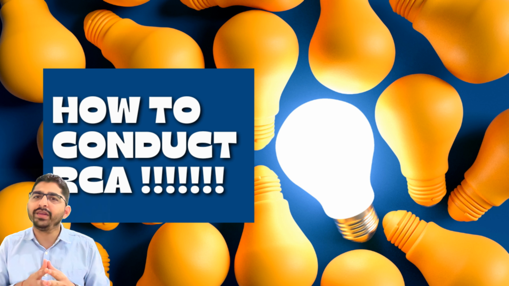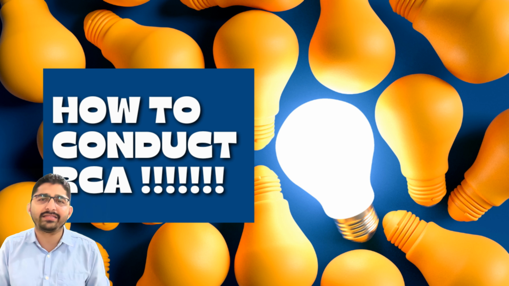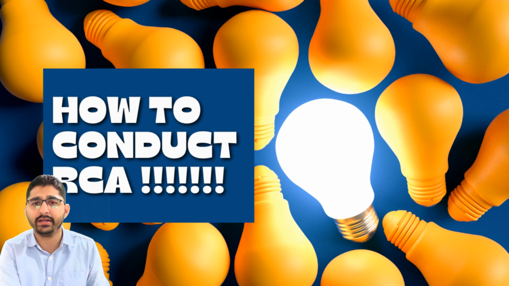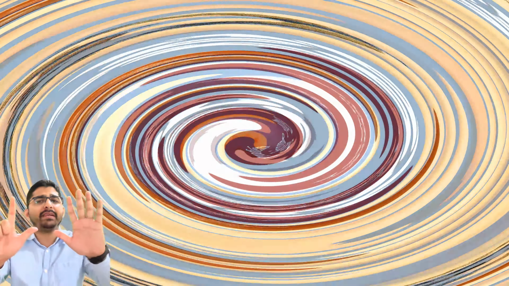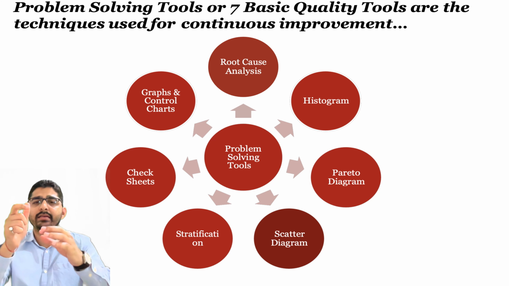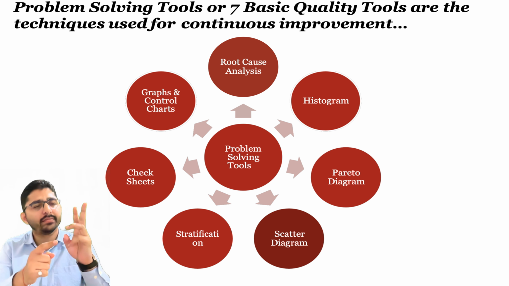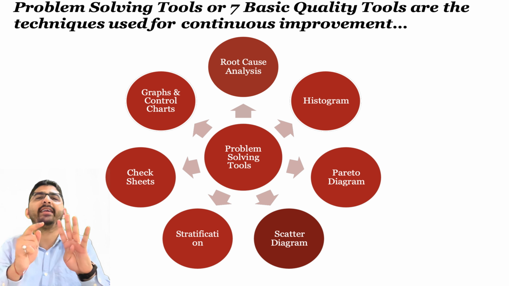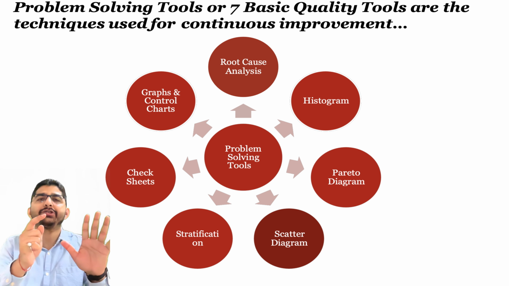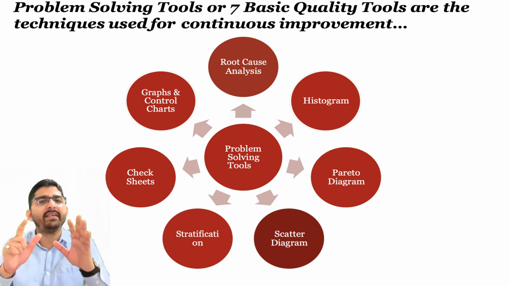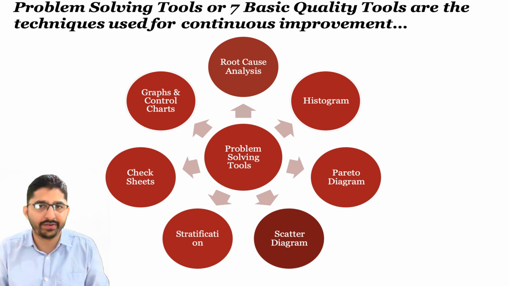So friends, before we go deep into the lecture, we first need to understand what are those 7 basic quality tools which help in resolving a particular problem, right? There are mainly 7 basic quality tools. The first one is root cause analysis. Second, histogram. Third, Pareto diagram. Fourth, scatter diagram. Fifth, stratification. Sixth, check sheet. Seventh, graphs and control charts, my friends.